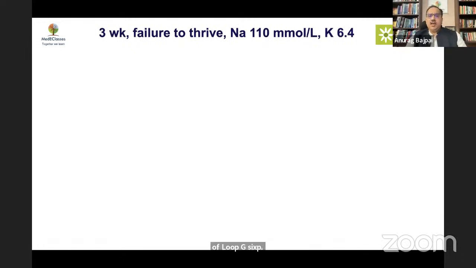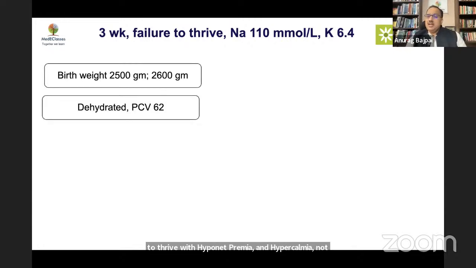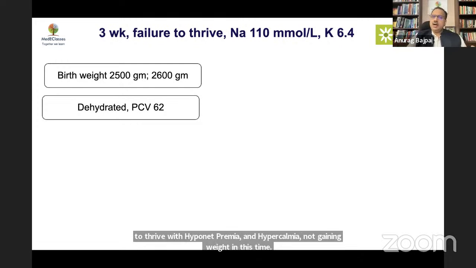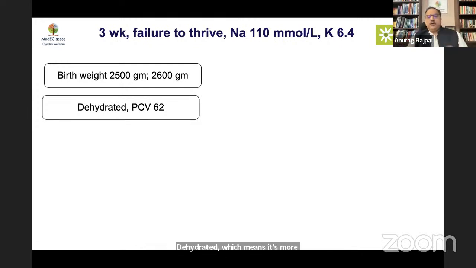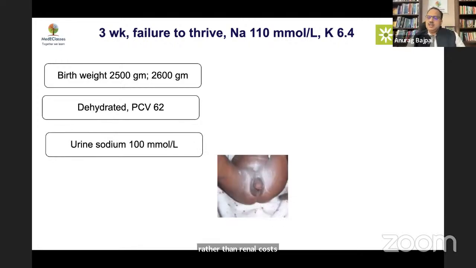A 3-week-old child, failure to thrive with hyponatremia and hyperkalemia, not gaining weight in this time, dehydrated, which means it's more like an adrenocortical rather than a renal cause. Urinary sodium is high. There is atypical genitalia.